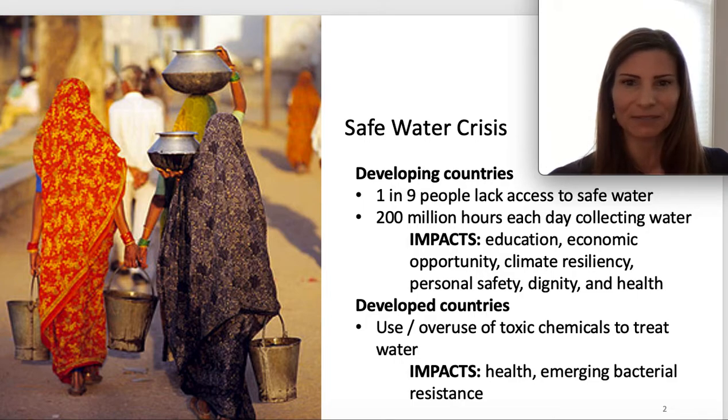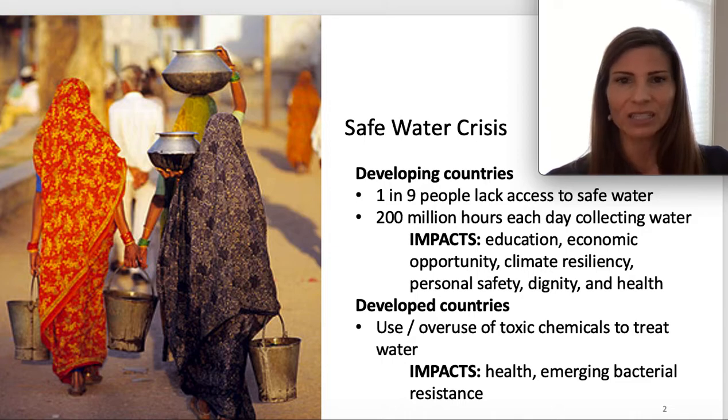In developing countries, 785 million people lack access to safe water, and a cumulative 200 million hours each day are spent collecting water, and this takes away from work, school, and family. Universal access to basic water and sanitation would result in over $18 billion in economic benefits each year from avoided deaths alone. In developed countries, the use or overuse of toxic chemicals creates toxic residues or disinfecting byproducts that impact the health of people, the environment, and lead to bacterial resistance.